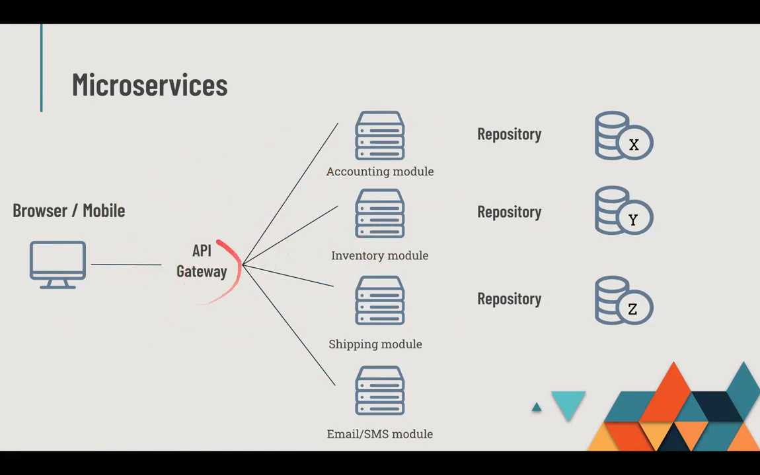The API gateway will aggregate everything, and depending on the request, depending on the use case, it will redirect things either to the accounting module, the inventory module, or the shipping module. So in this way, the API gateway acts as something like a router. Whenever a request comes in, it goes to the appropriate module to give the details or update the details.